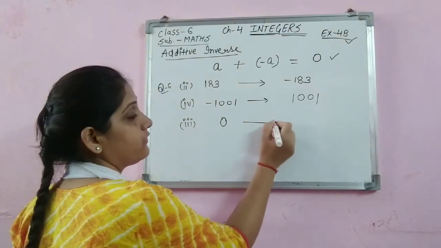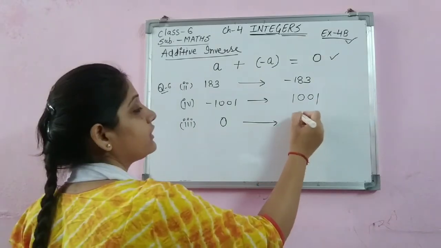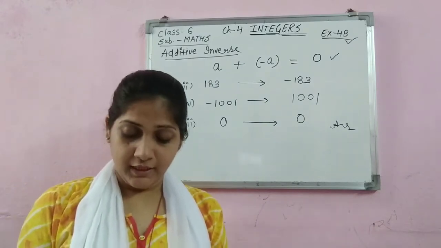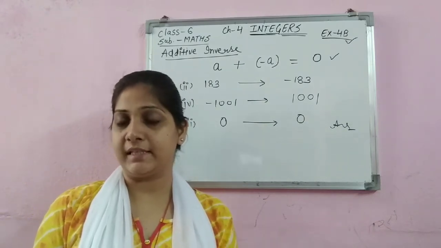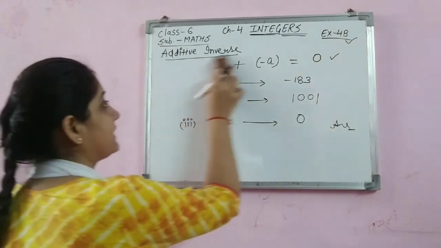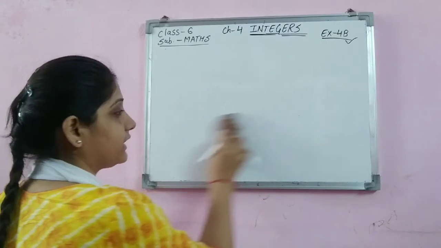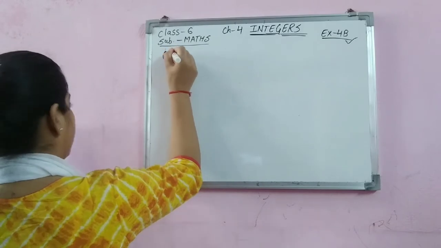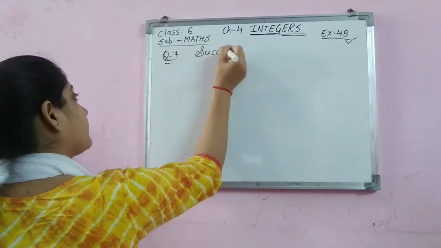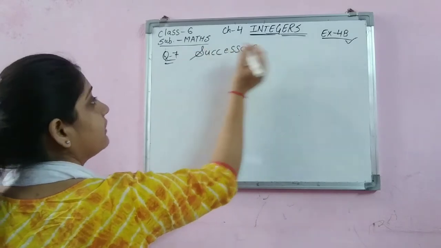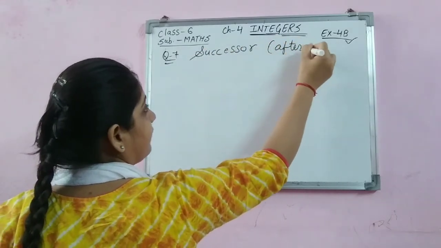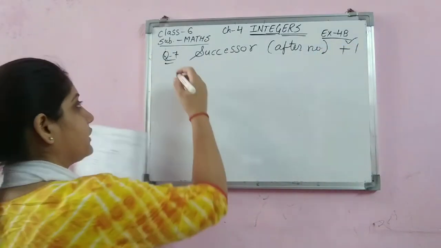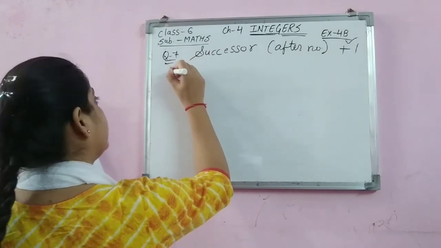And what is the additive inverse of 0? Because 0 does not have any sign, the additive inverse of 0 is 0 only. Okay. This is all about additive inverse. Now how to find the successor and predecessor. Successor and predecessor, I think you have studied earlier also, but in the case of whole numbers, now we are learning for integers. Question number 7. It is about successor. Successor means after the number, and after the number means we add 1. Remember this concept. For any question which is given to us, we have to add 1 to it.